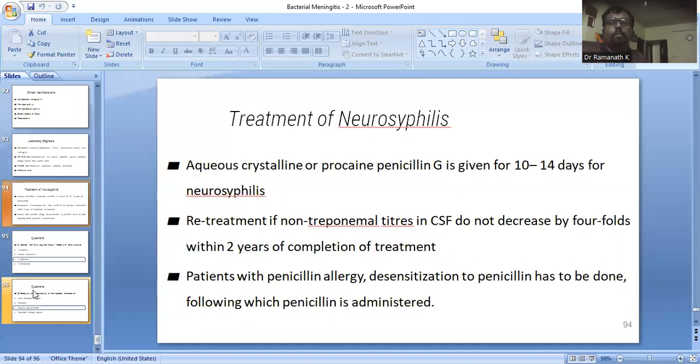So that is about the two forms of meningitis, the acute as well as chronic.